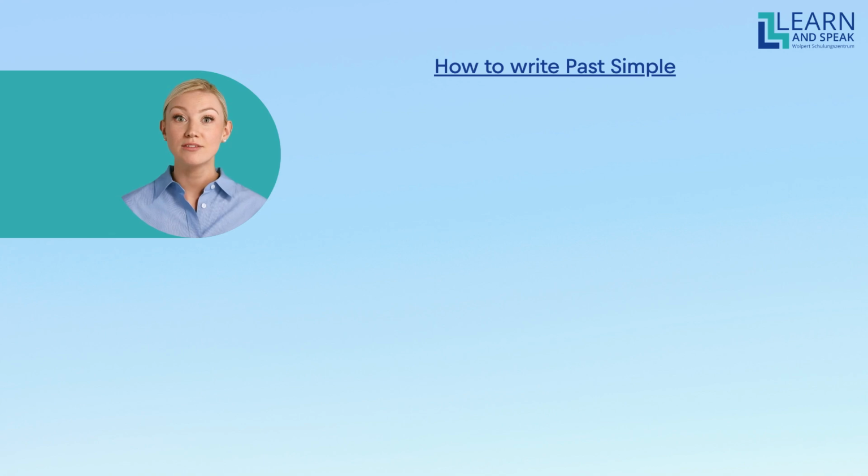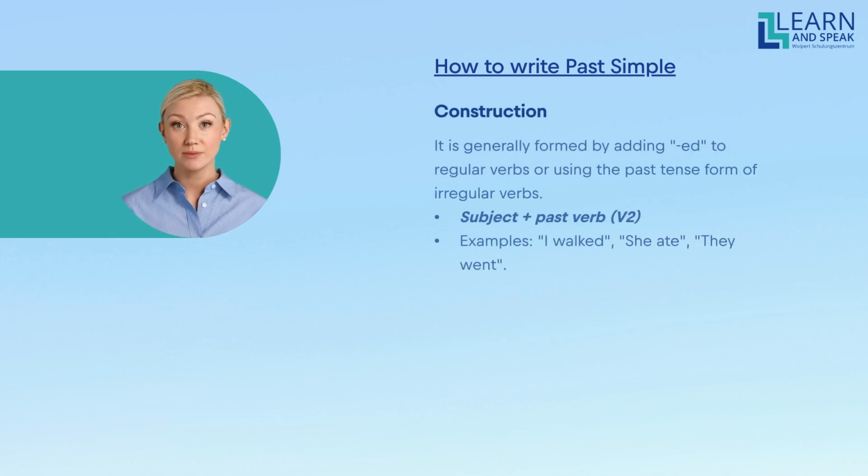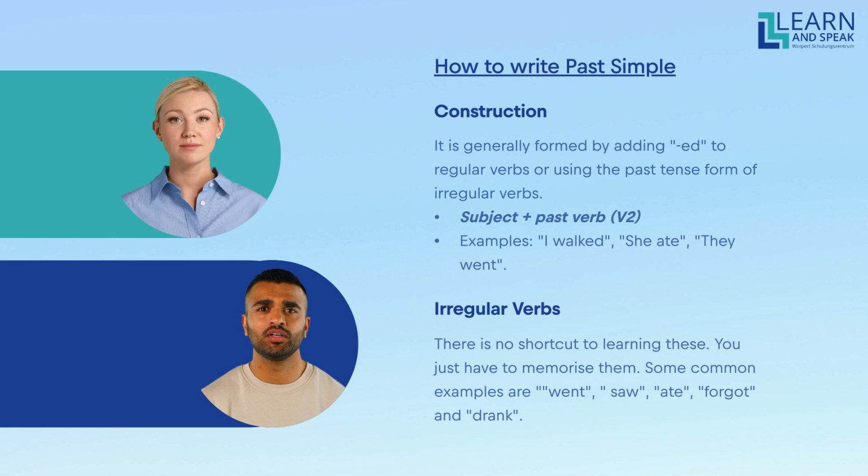Past simple is generally formed by adding ed to regular verbs, or using the past tense form of irregular verbs. The past verb is the second form of the verb. Some examples include, I walked, she ate, and they went. Unfortunately, there is no shortcut to learning irregular verbs. You just have to memorize them. Some common examples are went, saw, ate, forgot, and drank.